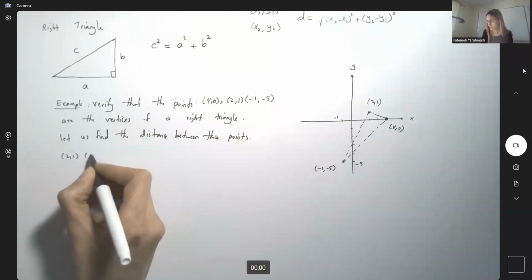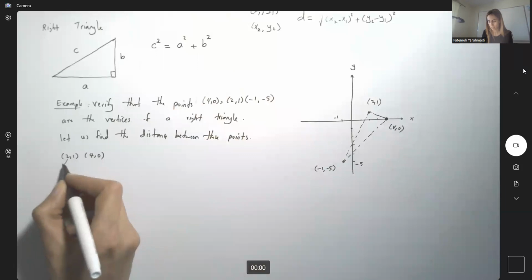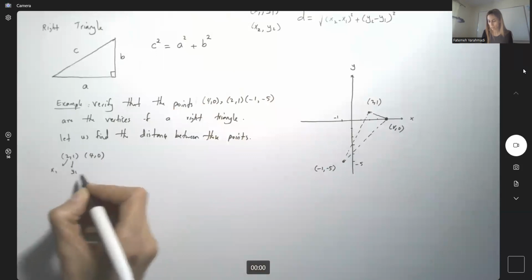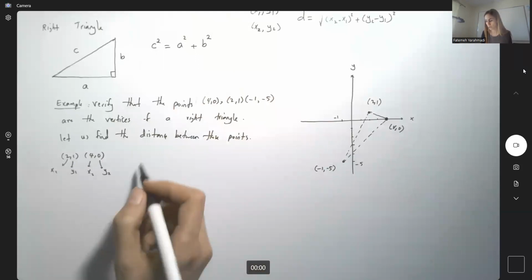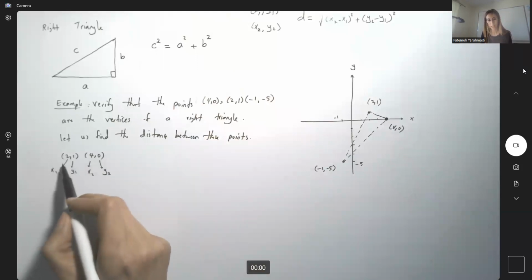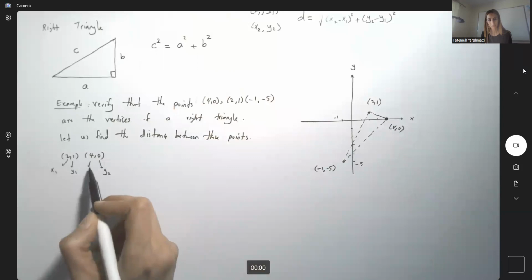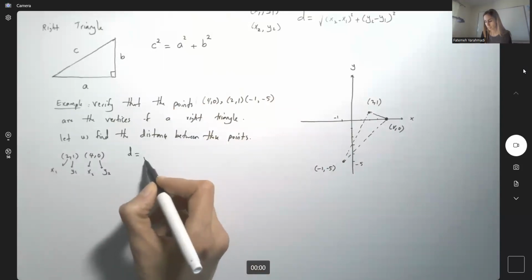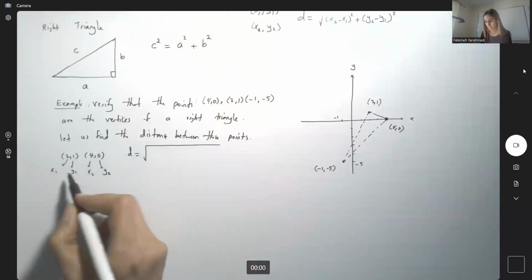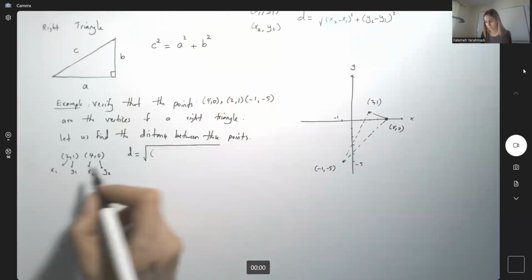So let us find the distance between these 2 points, (2, 1) and (4, 0). This is my x1, y1, x2, y2. Guys, the order is not important at all. You can say this is my x2, this is my y2, this is my x1, and this is my y1.